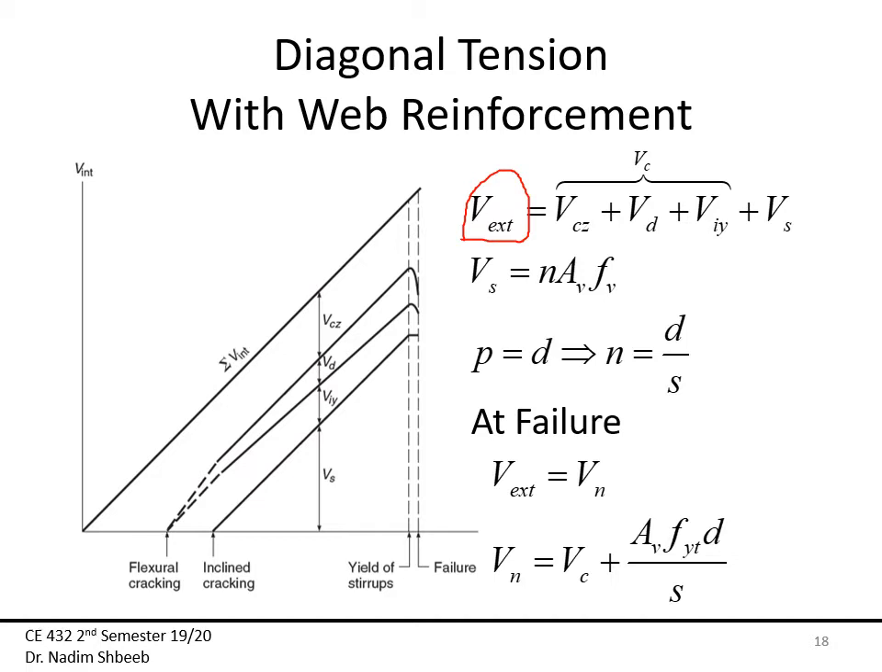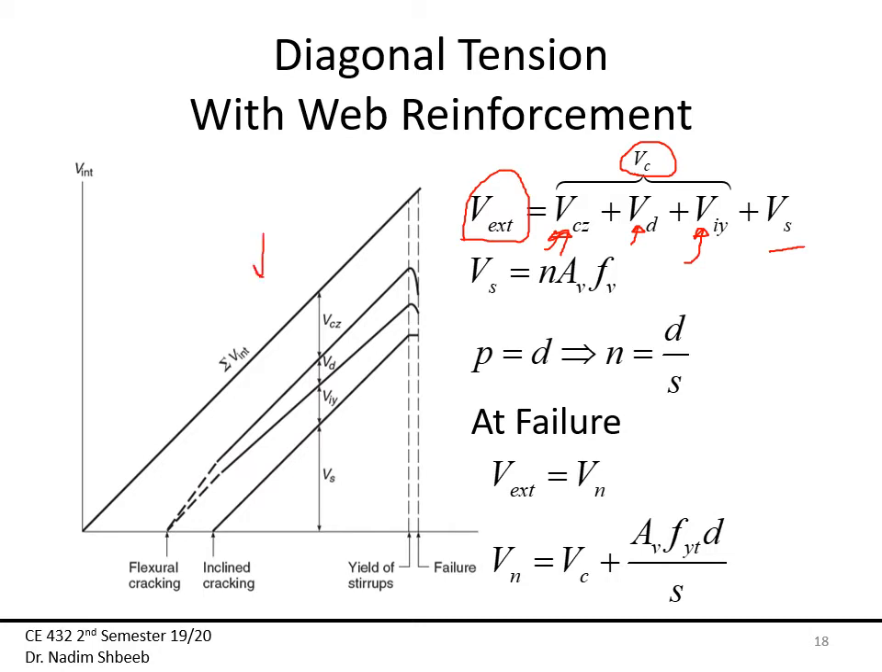So now the external shear force I can divide into two parts. The first part is coming from concrete only, and these are again coming from the uncracked concrete. It's coming from the dowel action, and this one is coming from the interlocking. And then I have the presence of the shear reinforcement.